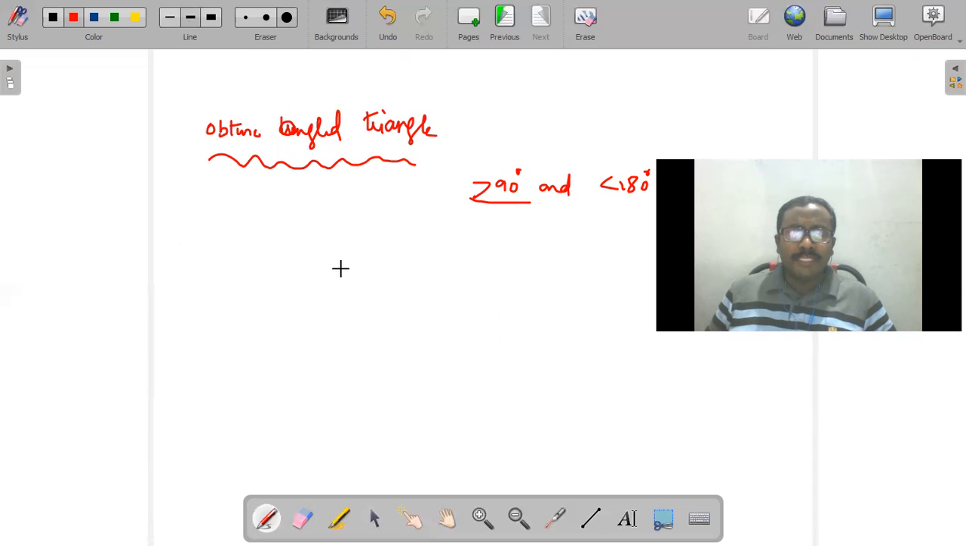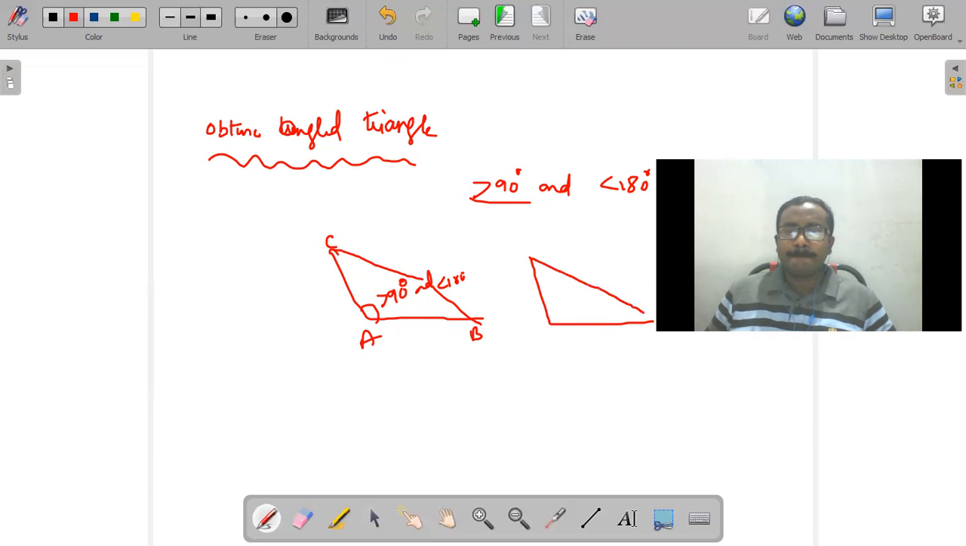So in a triangle, one angle measures greater than 90 and less than 180 degrees, like this. Suppose it is 110 degrees. A, B, and C. So one angle measures 110 degrees. How much will the remaining angles become here? 110 means 35, 35. So here 35, 35 we know. This is also an obtuse angle triangle. So I hope you understand all those things.